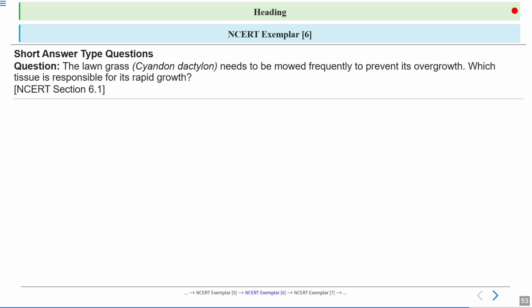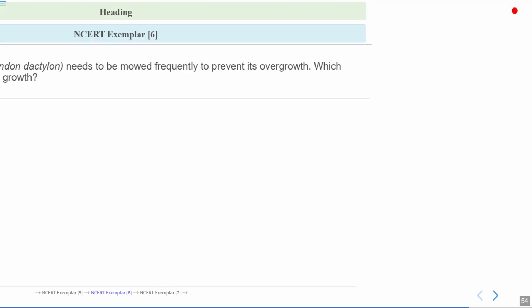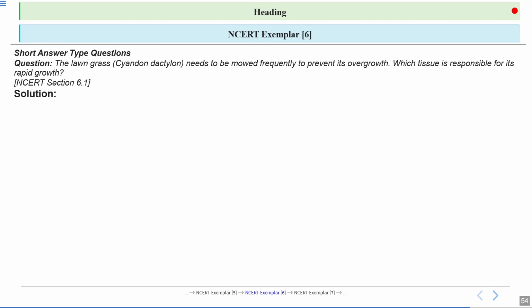Next, the lawn grass Cynodon dactylon. Generally, the lawn we have is made up of this grass Cynodon dactylon, which needs to be mowed frequently to prevent its overgrowth. You have to trim it regularly. Which tissue is responsible for its rapid growth? NCERT section 6.1. This question is coming. Let us see the answer.